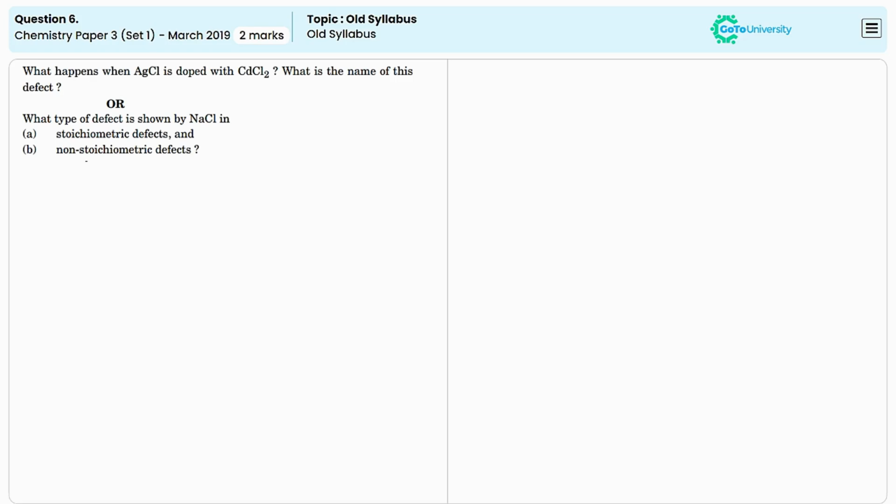Here the question is, what type of defect will be produced when silver chloride is doped with cadmium chloride? The defect is impurity defect. This is a type of defect that occurs when foreign atoms or ions are incorporated into the crystal lattice of the material. This defect can significantly alter the properties of the material as well.